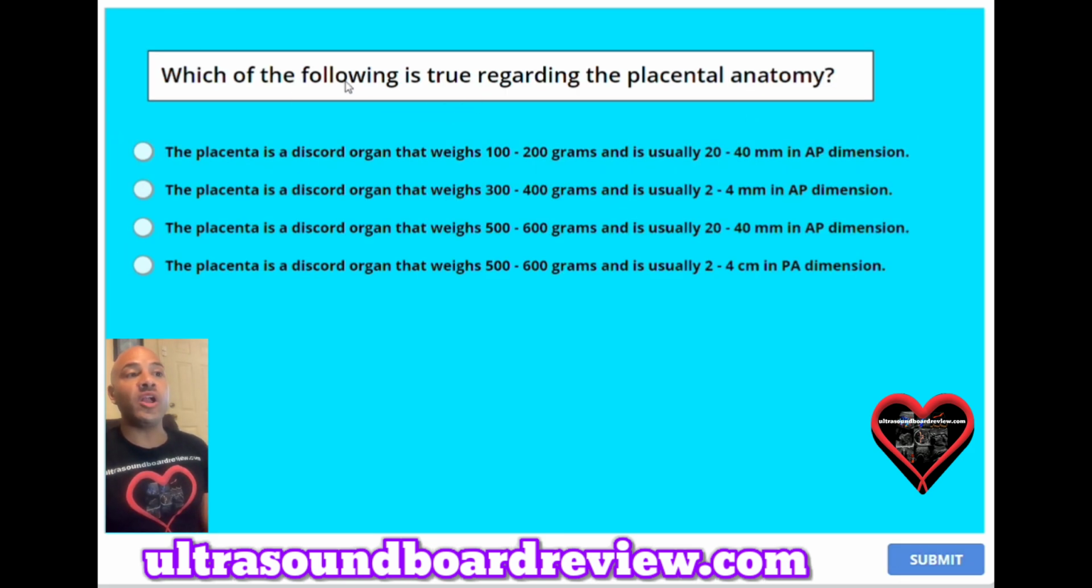Question number 8. Which of the following is true regarding the placental anatomy? A. The placenta is a discoid organ that weighs 100 to 200 grams and is usually 20 to 40 millimeters in AP dimension. B. The placenta is a discoid organ that weighs 300 to 400 grams and is usually 2 to 4 millimeters in AP dimension. C. The placenta is a discoid organ that weighs 500 to 600 grams and is usually 20 to 40 millimeters in AP dimension. Or D. The placenta is a discoid organ that weighs 500 to 600 grams and is usually 2 to 4 centimeters in PA dimension.